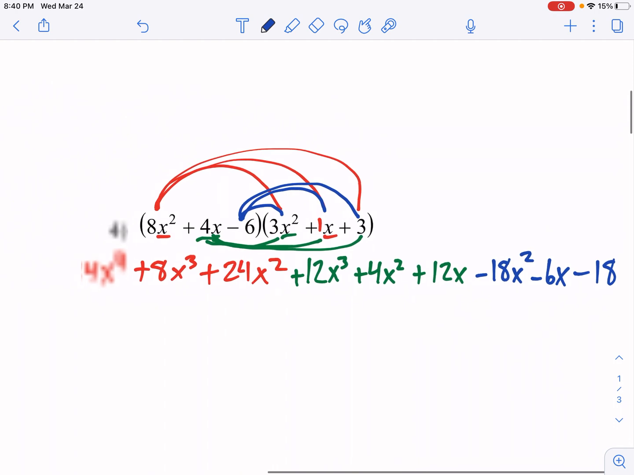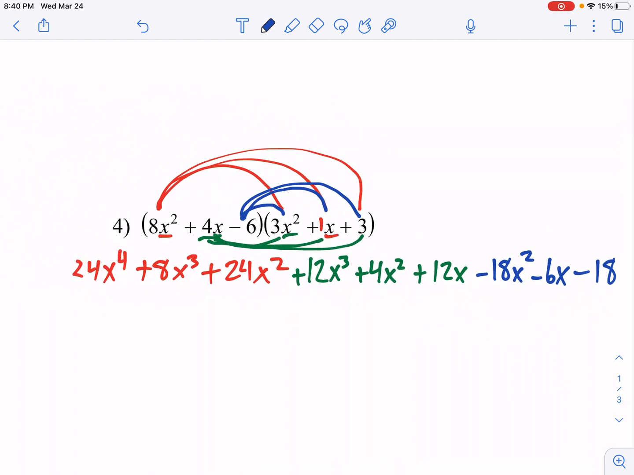Okay, so then from there, that's where we're getting into adding all this and combining like terms again. Okay, so the greatest term that I see is still this guy. So we have 24x to the 4th. Then we're looking for our x cubes. It looks like we have an 8x cubed, 12x cubed, and it looks like that might be it. So we have plus 20x cubed.